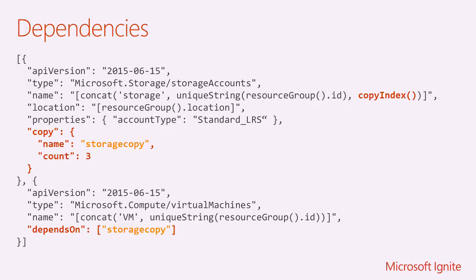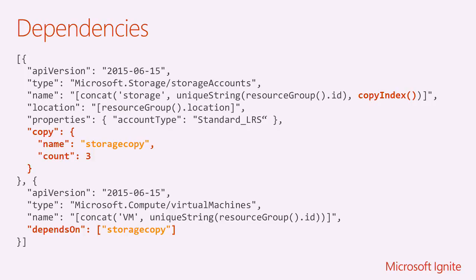So with dependsOn here, we can break up that concurrency, and we can say that this thing depends on this other thing. And if we have a resource like storage accounts where we're deploying multiple instances of that resource, we can say that we depend on the name of this copy object here. So this is where that copy name comes in handy. We can say wait until all of those storage accounts are deployed before actually deploying this virtual machine here.